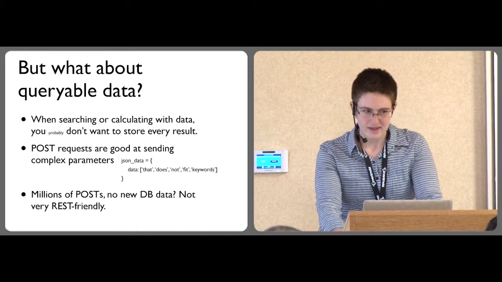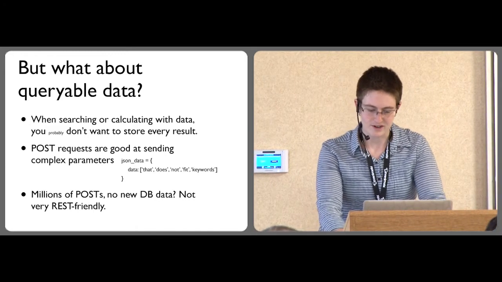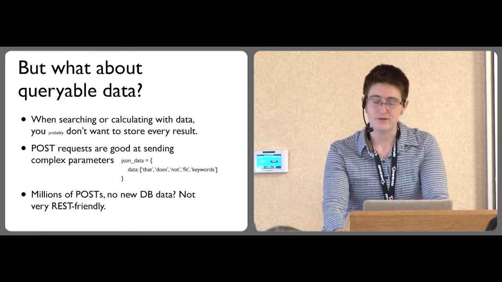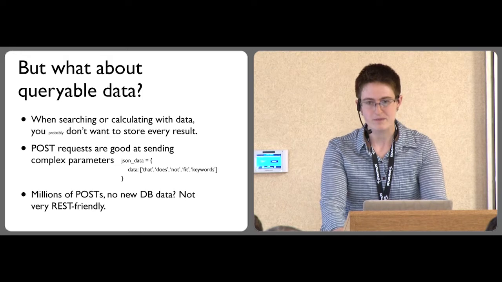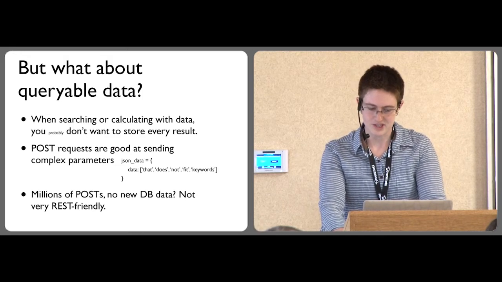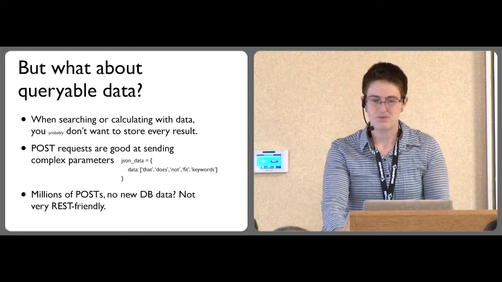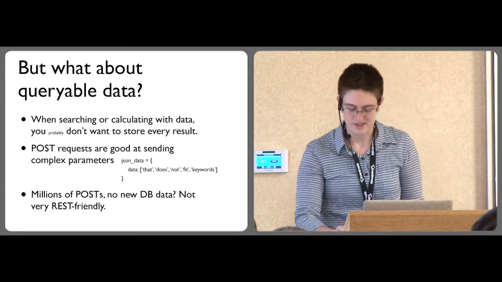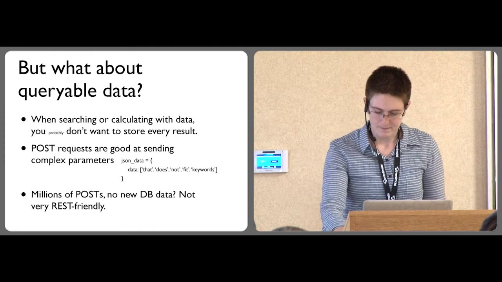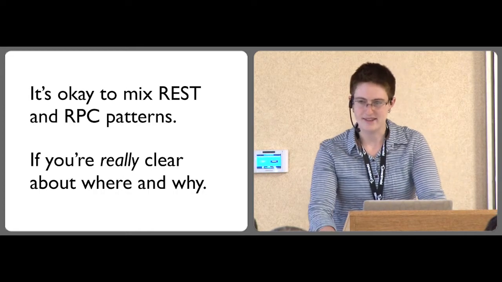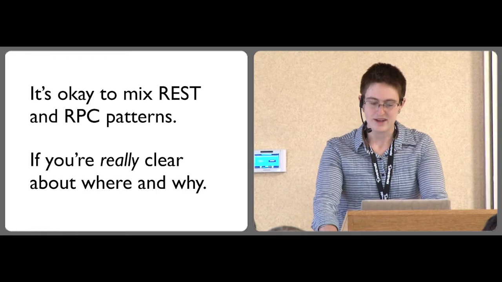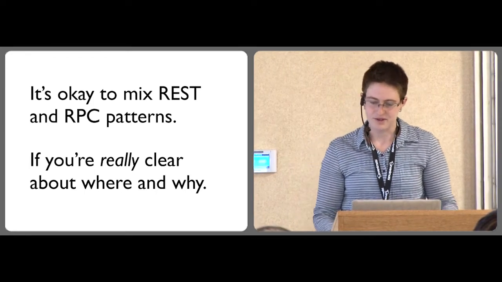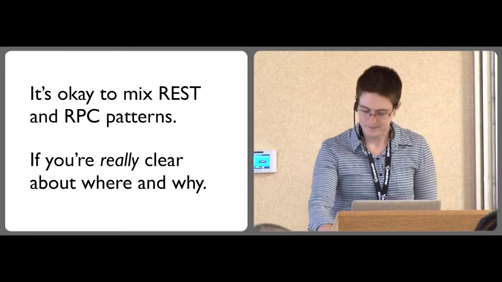POST requests, in addition to preserving data security, are better at sending more complex data structures. And furthermore, when you're allowing people to search, or when you're allowing people to do calculations, you probably don't want to store every single result that someone makes as they iterate through their data. I'd like to propose a way, using Django, to mix these patterns and to be clear about when you're using REST and when you're using RPC patterns and why.